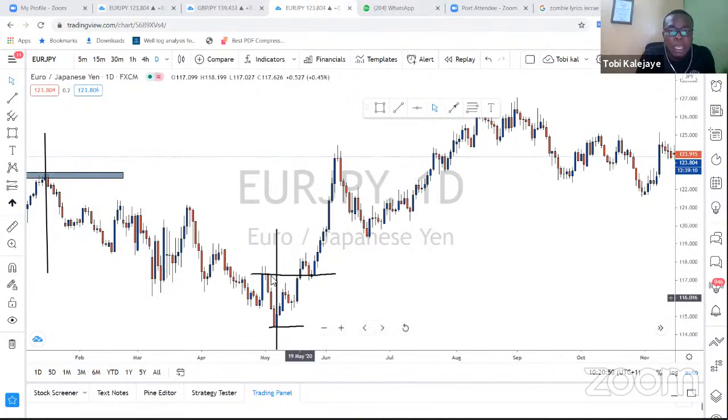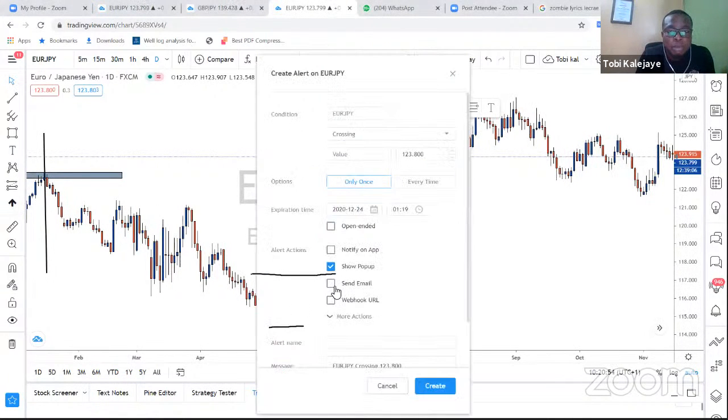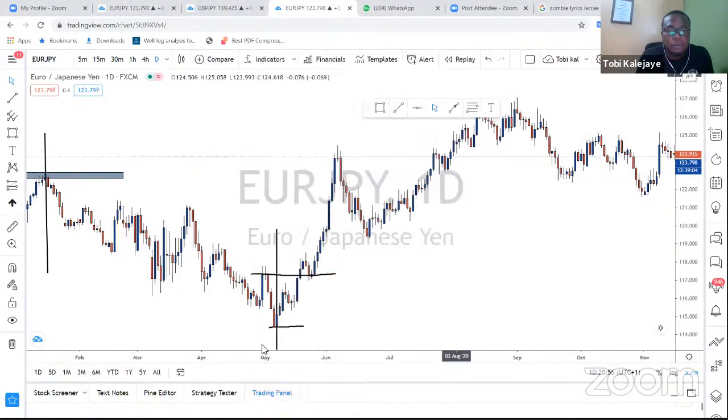But what did price do here? You need to pay close attention. Look at what price did. Price pushed above this level. See what price did here? Pushed above this level, created a what?